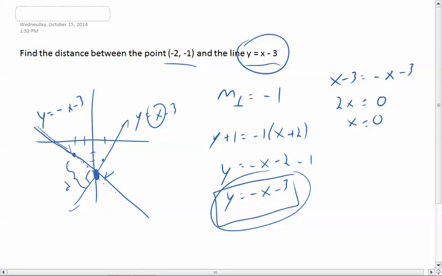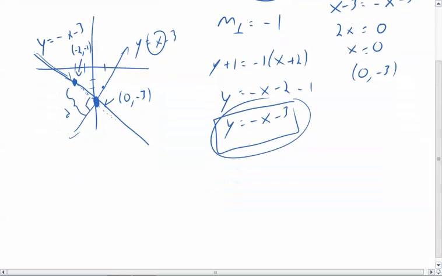In which case I could plug it back in to get y, and if I plug in x equals 0, I would get y is equal to -3. So the point (0, -3) must be the intersection. Why is that important? Well, because now I have 2 points and I want to find the distance between them. So we can just use the distance formula. And so just a reminder, that point there was (-2, -1) coming from here.